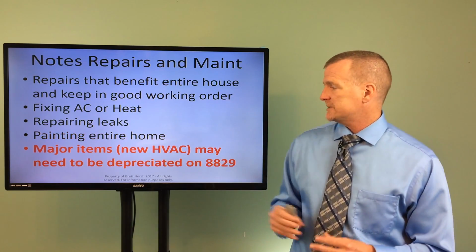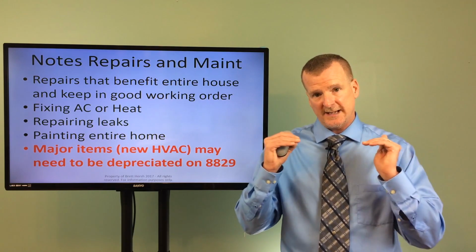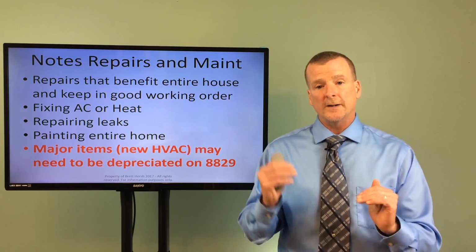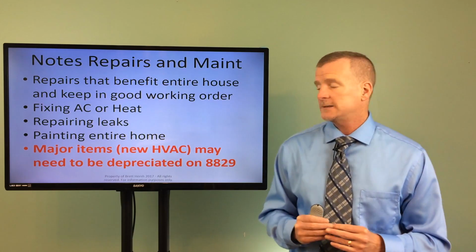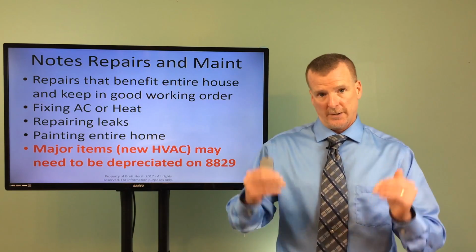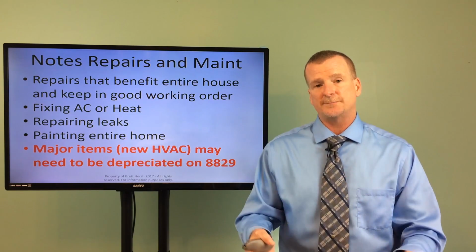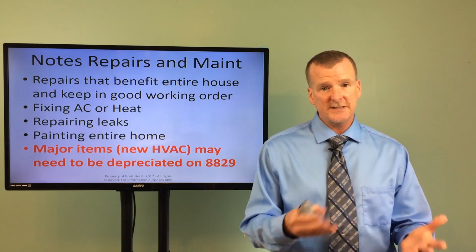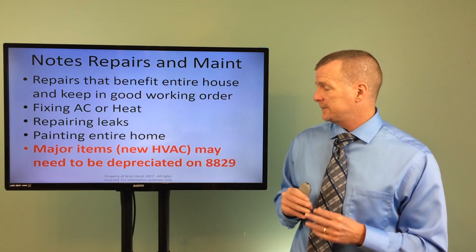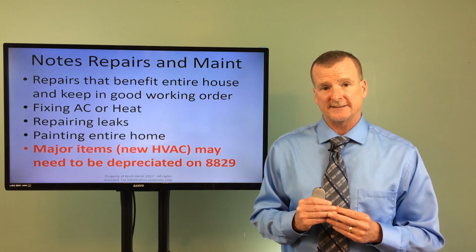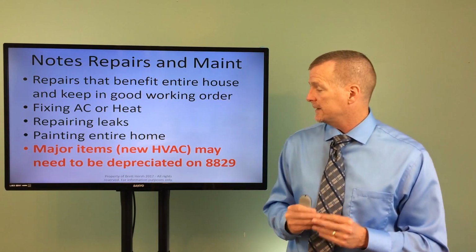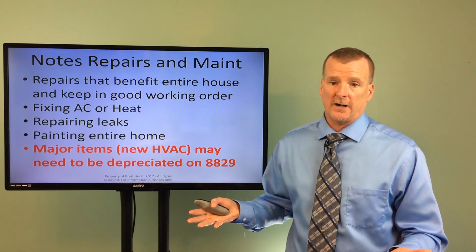So now major items. Let's say instead of fixing the HVAC unit, you get a new one. Now these items may need to be depreciated. Now it's a part of your home office, they're an indirect expense. You got a new HVAC unit. However, those need to be depreciated because of the value of them, the fact that they are really kind of a capital improvement, and plus just the sheer cost of them.